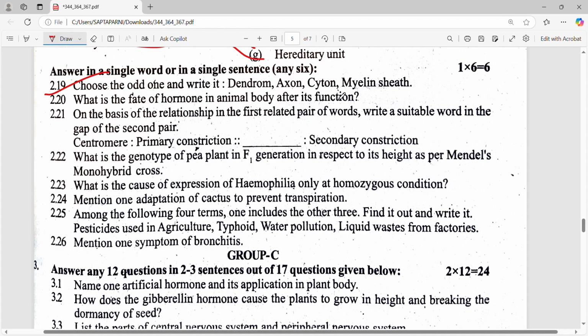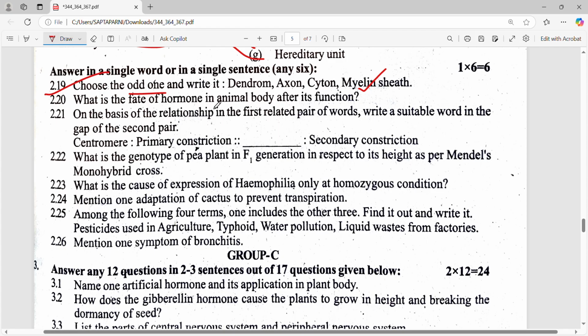Dendron, axon, cyton, myelin sheath. Which one is the odd man out? Here, myelin sheath is the odd man out, because dendron, axon and cyton are all parts of the neuron. These parts of the neuron are responsible for carrying nerve impulses, but myelin sheath does not carry the nerve impulse.